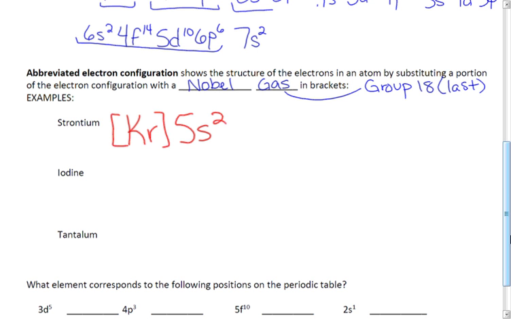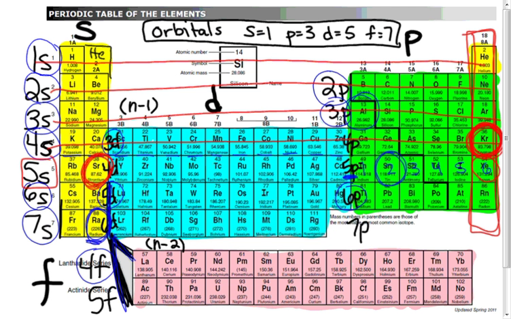When we look at iodine, okay, iodine is over here on the right, number 53. And you might be tempted to go with xenon because it's right next to it. But we cannot go beyond the number 53. So that means 54 is too high. We can't use it. We are stuck still using krypton. It's the closest to iodine without going beyond it on the table. So we're going to have Kr in brackets again. We'll have 5s, and then we'll keep going.